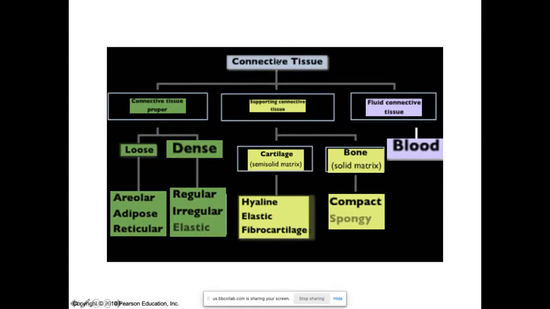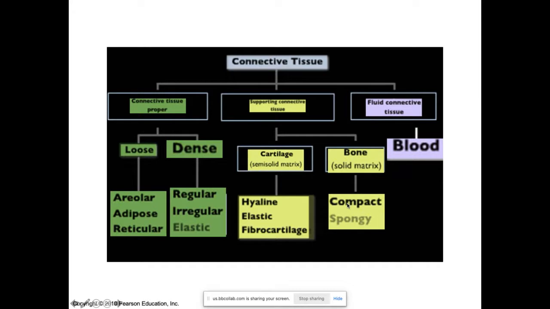Okay, we already spoke about connective tissue with the 3 main categories: connective tissue proper, supporting connective tissue, and fluid. Fluid connective tissue was blood and lymph. Supporting was cartilage and bone. And the cartilage was hyaline cartilage, elastic, and fibrocartilage, and under bone was compact and spongy.